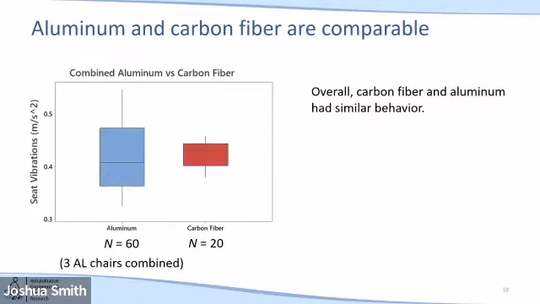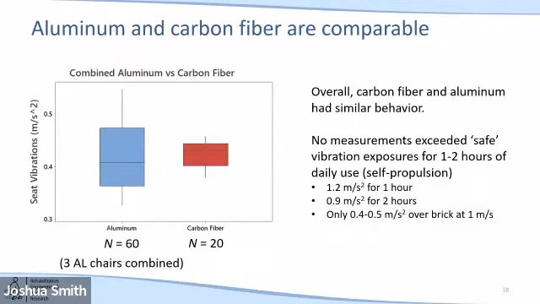And the general outcomes: aluminum and carbon fiber had similar seat vibration exposure levels. This is combining all three of the aluminum frames collectively. So instead of breaking it out by Quickie, Kee, Motion Composites, just all aluminum versus all carbon fiber.